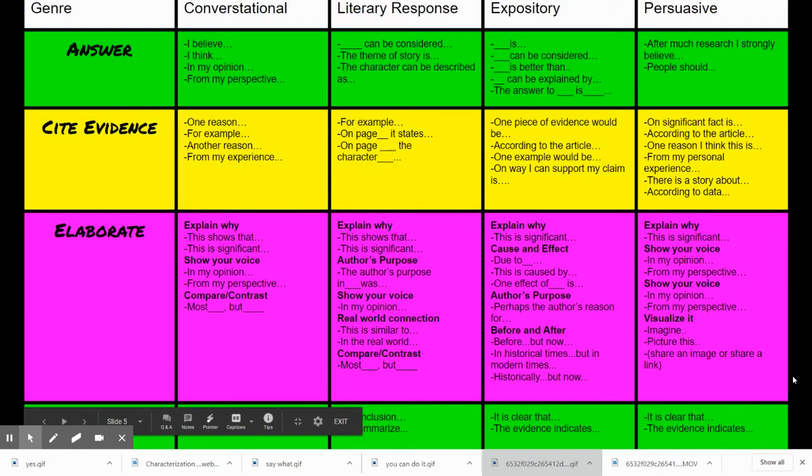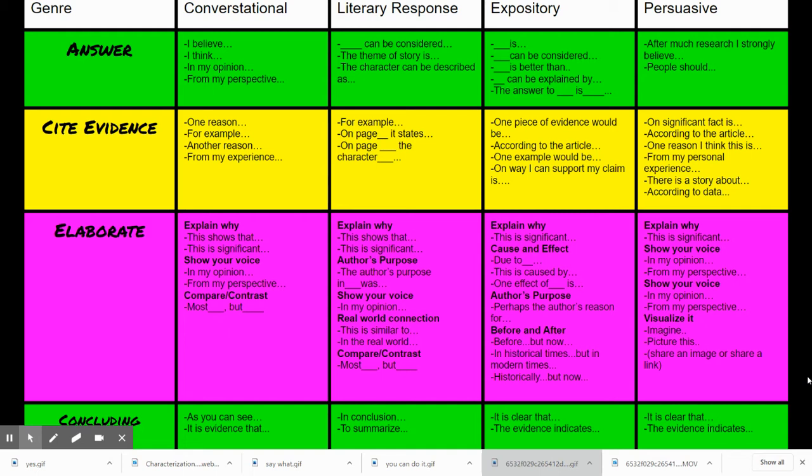Let's take a look at how this will work. This matrix lists the sentence starters that you can use for each of the ACE components, including the concluding sentence. At first, it might seem a little confusing, but it's just like following a pattern. Use the 3 highlighter colors to help you organize your thinking. Green for your topic sentence and your concluding sentence, yellow for citing your evidence, and pink for your elaboration, just like we've been doing in all the other ACE lessons. Oftentimes, using this color can really help us organize our thinking and help us as learners.